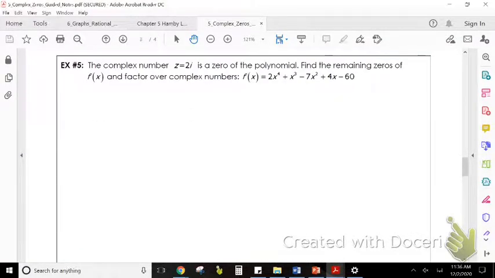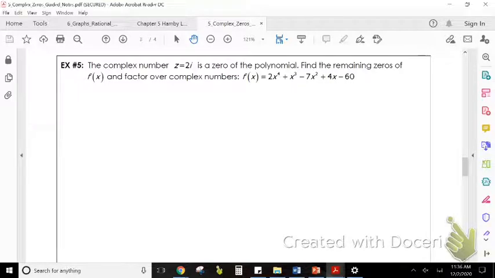Alright, example 5. Says a complex number z equals 2i is a 0 of the polynomial. Find the remaining zeros of f of x and factor over the complex numbers. So we're doing the same thing, but this time they gave us one of the zeros.